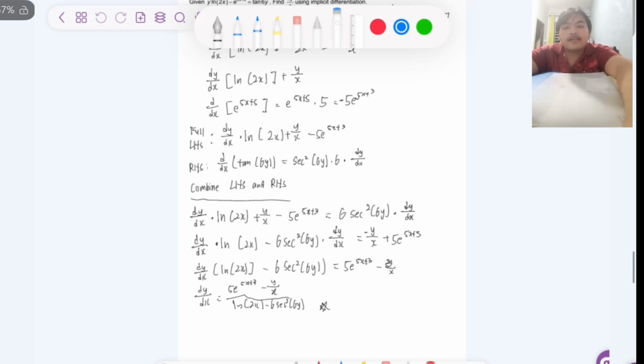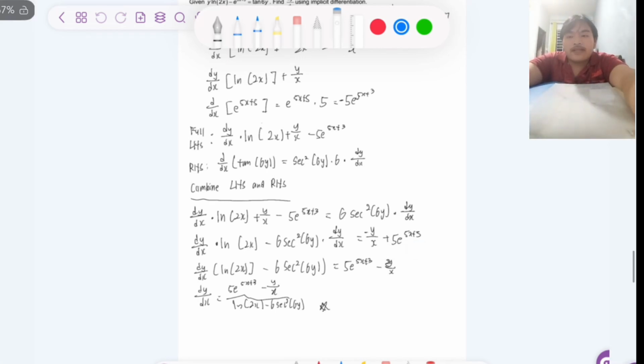Now we say both sides are equal. dy/dx ln 2x plus y over x minus 5e to the power of 5x plus 3 equals 6 secant squared of 6y times dy/dx. Now we will move all dy/dx terms to one side. dy/dx times ln 2x minus 6 secant squared of 6y times dy/dx equals 5e to the power of 5x plus 3 minus y over x.